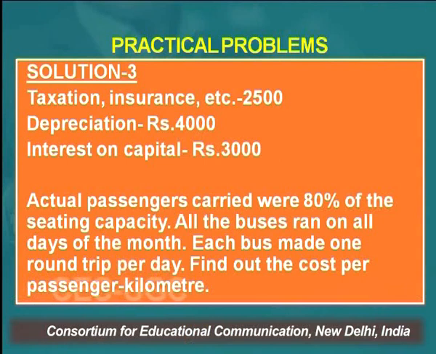Actual passengers carried were 80% of the seating capacity. What is the seating capacity? 40. So you calculate 80% of it. It means on an average 32 passengers travel at a point of time. All the buses run on all days in the month. Each bus made one round trip per day. Find out the cost per passenger kilometer. What is the distance between the two towns? 50 kilometers. It means each bus travels 100 kilometers in a day, and there are 5 buses.